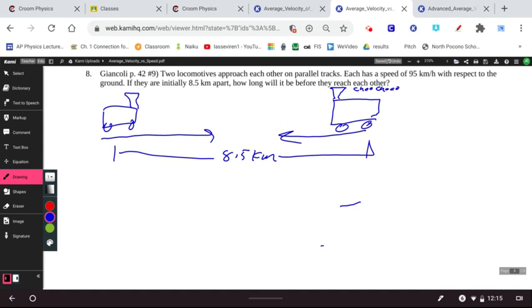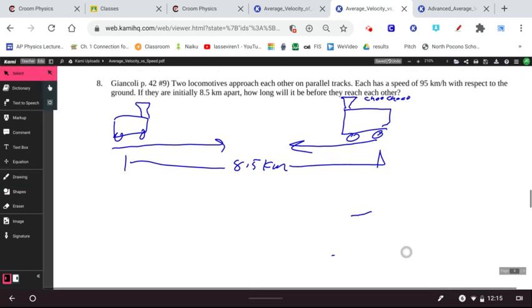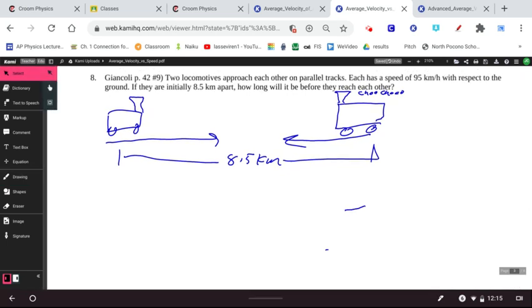Now, there's a couple ways of doing this. I'm going to do this one of the most technical ways of doing it, because I want you to be able to see how you might solve this if they weren't going the same exact velocity. Since they're going the same exact velocity, ultimately they are going to meet 4.25 kilometers down the track, and you could treat each train separately and solve for the time.